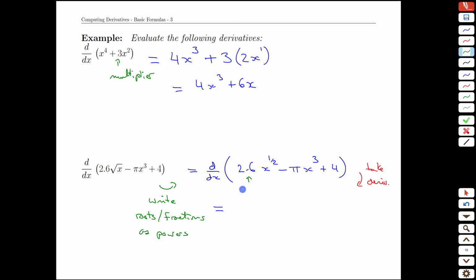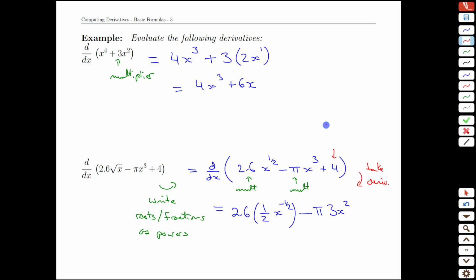This 2.6 is a multiplier. This pi is a multiplier, and we'll get to the 4 in a second. 2.6 x to the 1/2, the 2.6 stays. For x to the 1/2, we bring the 1/2 down front, and then we subtract 1 from that power. 1/2 minus 1 is negative 1/2, and that finishes that first term because it's then subtracting something else. So minus pi, a multiplier of x cubed, so the pi stays as a multiplier, and we bring the 3 down front, we subtract 1 from the power, we get 3x squared.